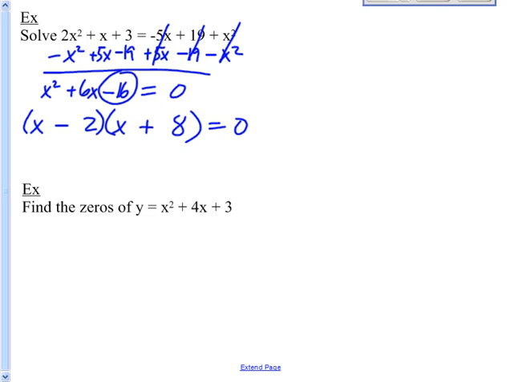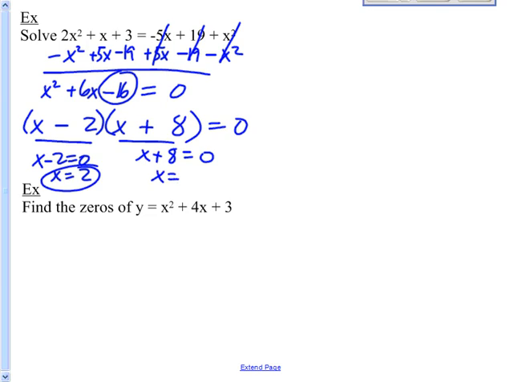So now I just use the zero product property. So x minus 2's got to be equal to 0, or x plus 8's got to be equal to 0. I solve this, add 2 to both sides, there's an answer. Subtract 8 from both sides, there's my other answer. Okay? This also applies when we're finding zeros. What are zeros? Zeros are the same thing as x-intercepts. What do you do to find an x-intercept? You let y be 0, don't you?